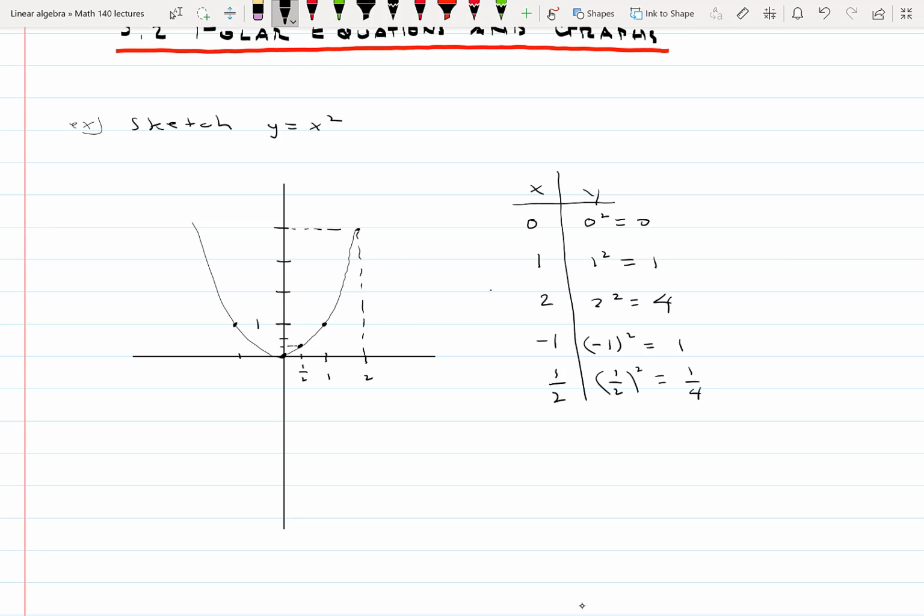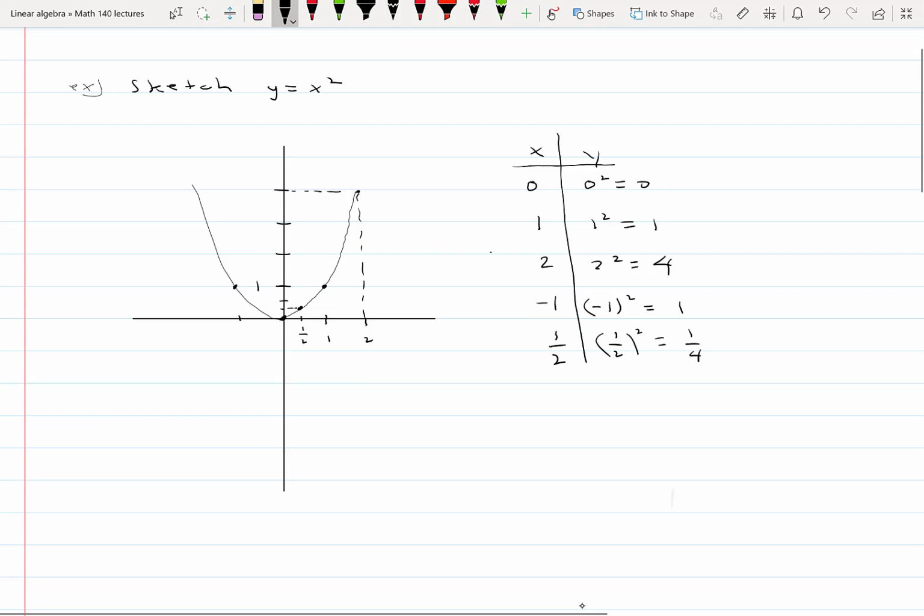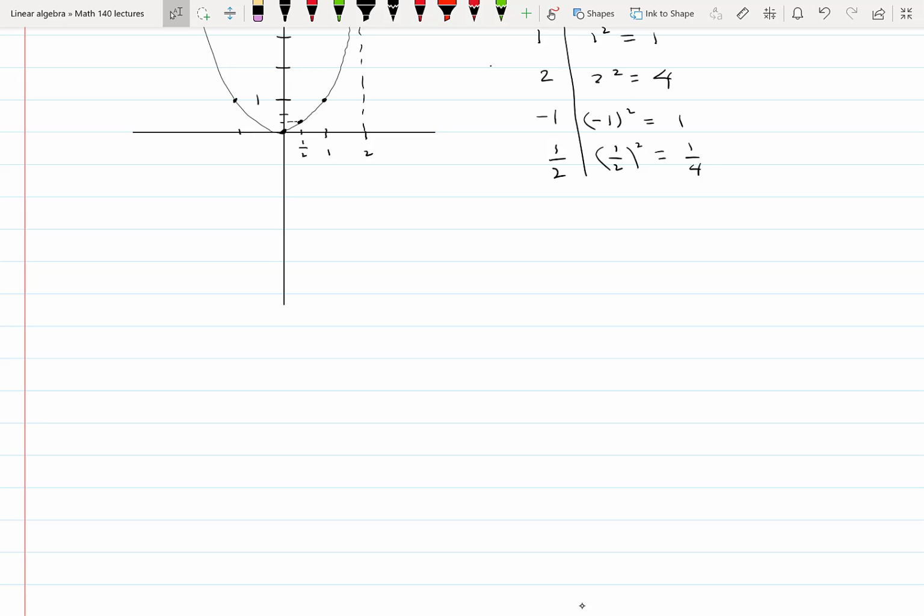Okay, so let me thicken up my pen again. Let's start with one more rectangular equation, just to round things out. So suppose I said sketch y equals 2. Now again, you've graphed lines in elementary algebra, then you graphed lines again in intermediate algebra, so you probably recognize this as a horizontal line.